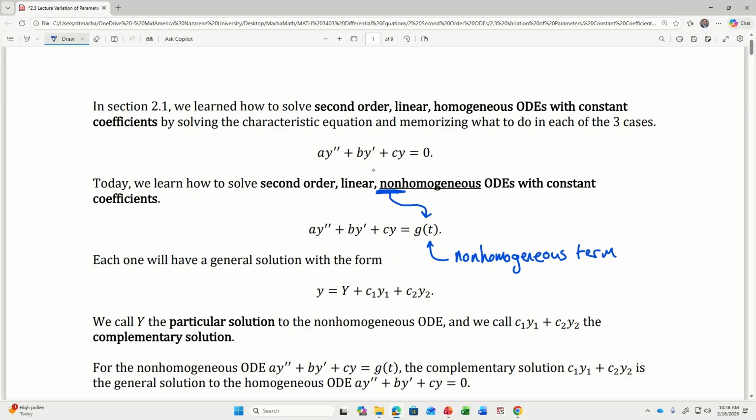Everyone is going to have a solution like this. And this capital Y here, sometimes we use Y with a subscript P, or sometimes we use capital Y. But this is the general solution where you've got a capital Y plus the C1 y1, C2 y2 that we're familiar with. We call this part the complementary solution, and the capital Y is called the particular solution.